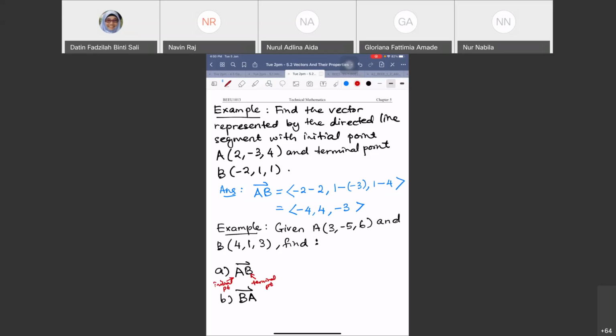Okay, similarly, if you ask for BA, for part B, the point B is the initial point. A is the terminal. So don't get confused, because when it comes to component, you have to make sure that it's the terminal minus initial. Okay, so let's do the first one first. For AB, what will be the answer for AB?